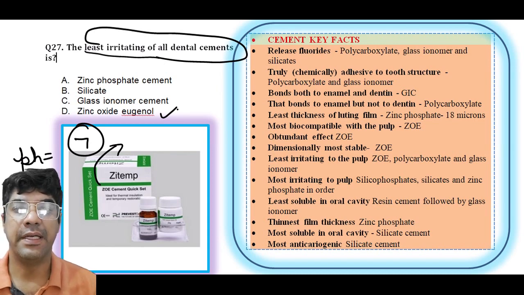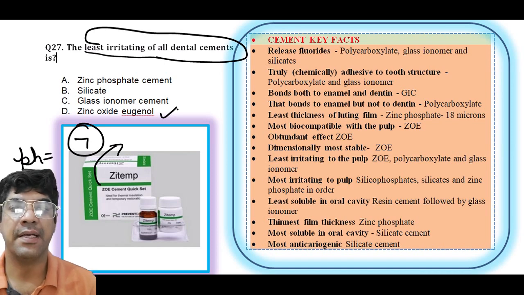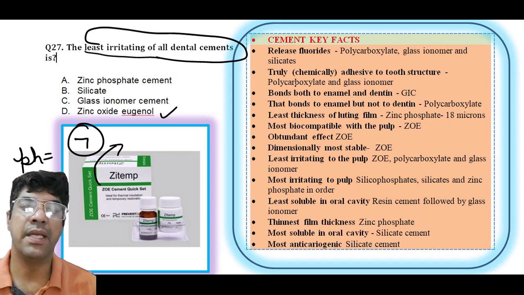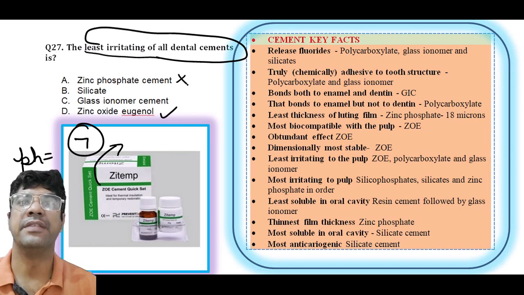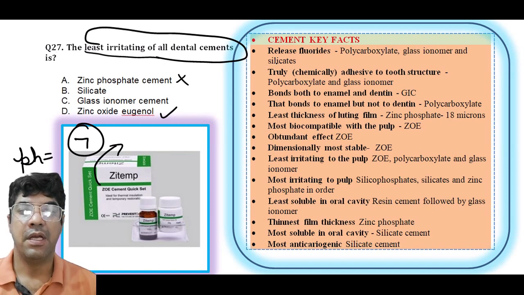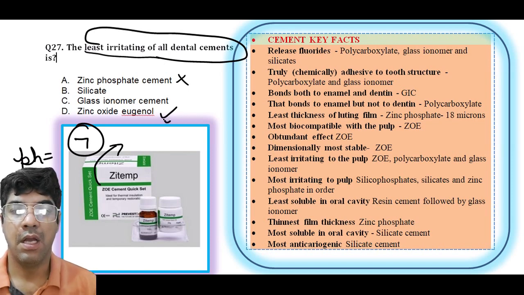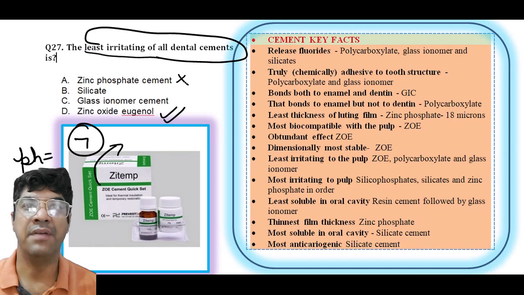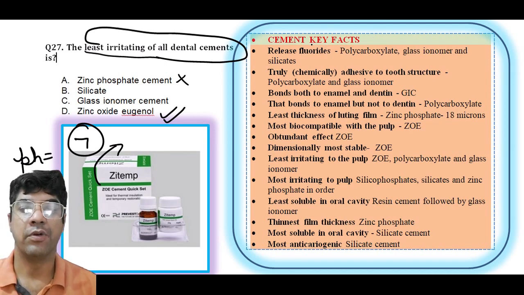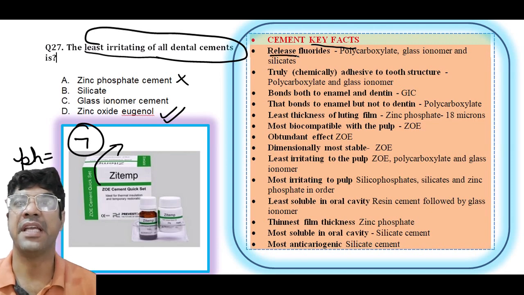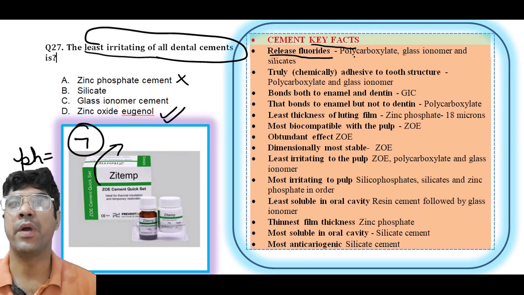Zinc phosphate is a commonly used dental cement, but it can be more irritating to dental pulp and surrounding tissue compared to zinc oxide eugenol. So therefore it is not an option. Your answer of choice would be zinc oxide eugenol cement. These key facts are very important from your exam point of view.